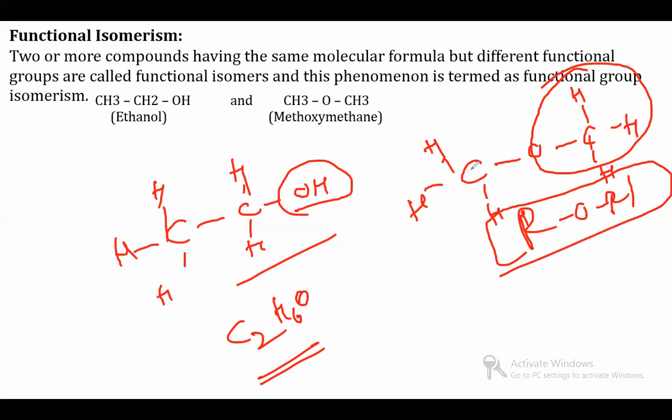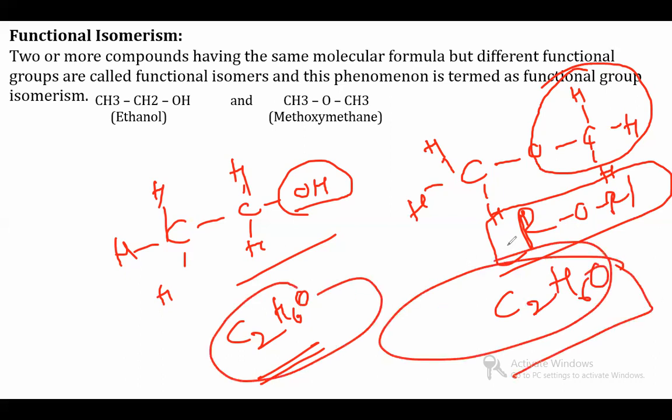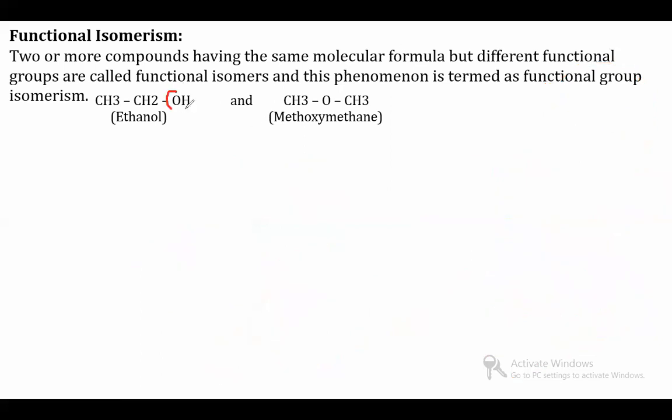So methoxymethane also has two carbons, 3 plus 3, 6 hydrogens and 1 oxygen. Both will be the same, no? C2H6O and C2H6O. But how do they differ? Their functional group differs. This is OH, alcohol functional group. This is ether, RO R dash functional group. Are you getting? Two or more organic compounds having the same molecular formula but different functional groups are called functional isomers. This phenomenon is called functional isomerism.